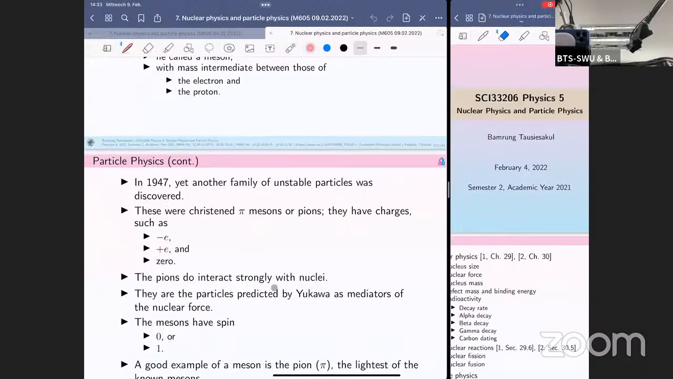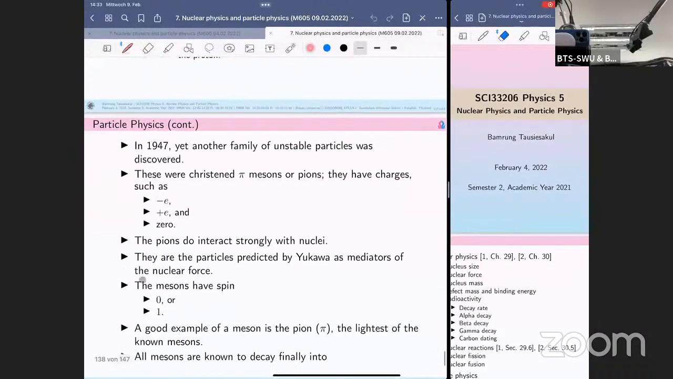The pions do interact strongly with nuclei because they are hadrons, right? And these are the particles that were predicted by Yukawa as the mediators of the nuclear force.